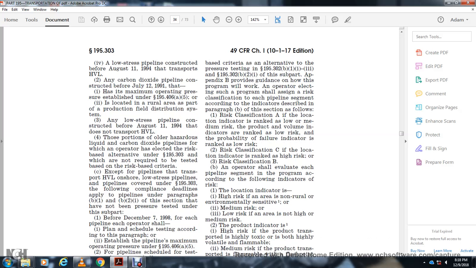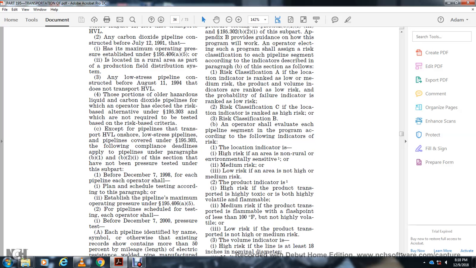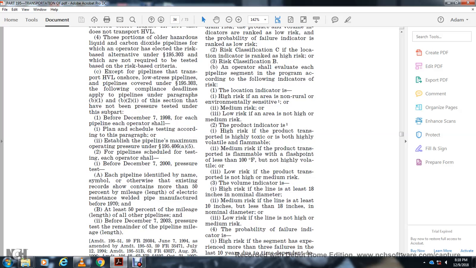Each operator must plan the scheduled testing according to the subparagraph for each pipeline with the established maximum operating pressure of 195.406(a)(5). Pipeline scheduled testing: each operator before December 7th, 2000. Pressure testing each pipeline identified by the operator, or where existing records show more than 50% of the electric resistance welded pipe manufactured before 1970, at least 50% of the mileage length of all the other pipelines before December 7th, 2003, and the remainder of the pipeline mileage length.